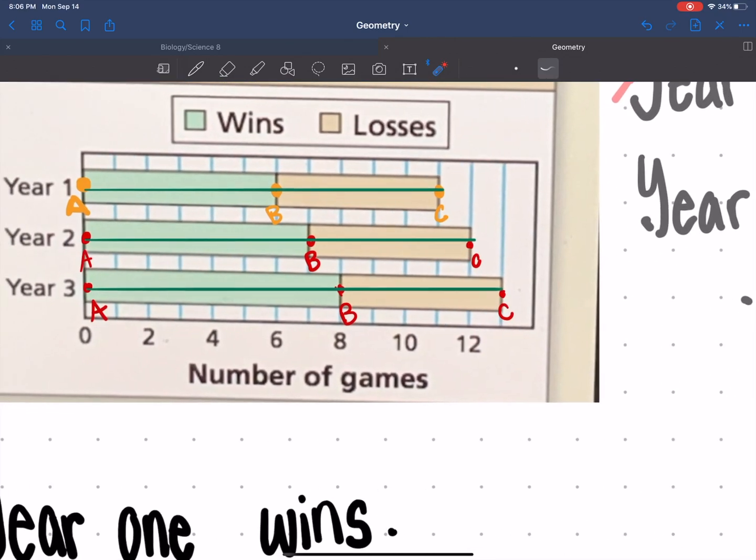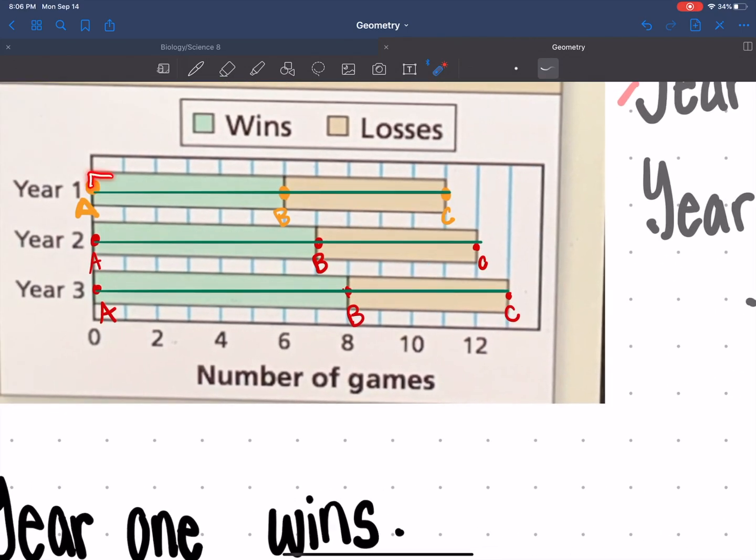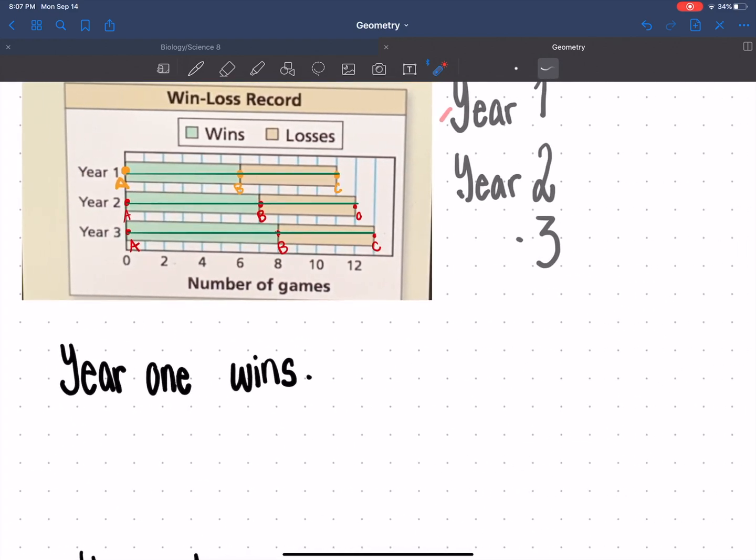For example, if we try to find the distance for A and C, we can find the total number of games the lacrosse team played in that year. But if we find, for example, AB, we can find only the wins of the lacrosse team, how many games they won in the first year. The distance can tell us the number of games. So here we start with our equation.